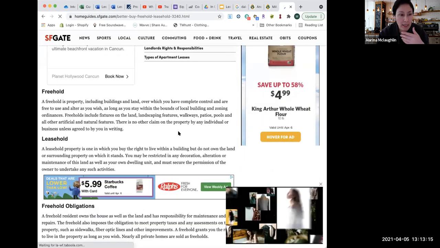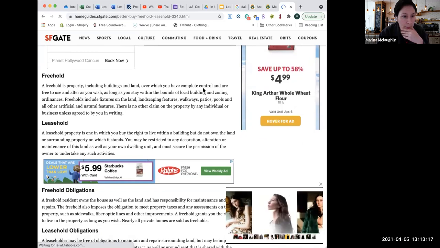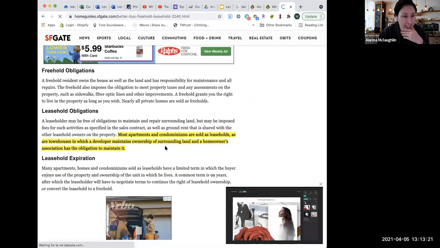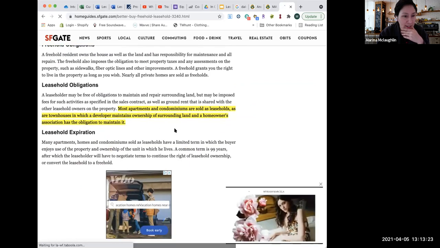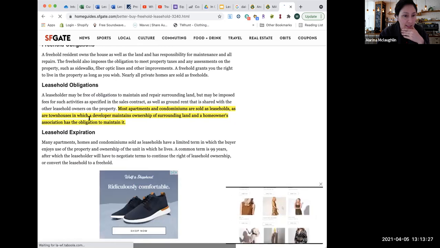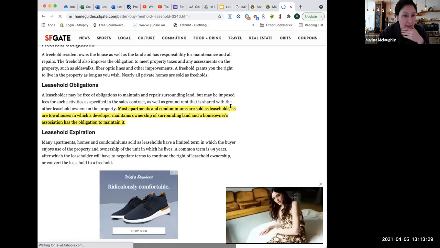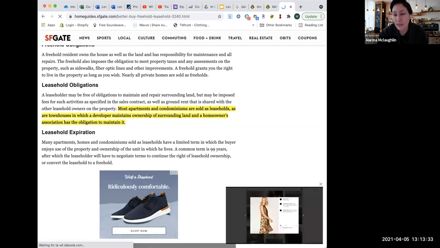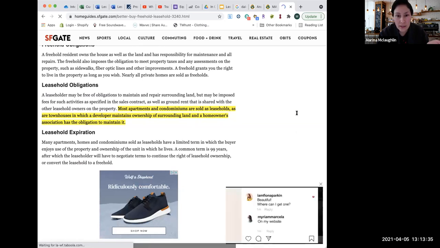But it looks like the answer they put here is that the townhouse is considered, most of them, see, it doesn't say all of them, most of them are considered as leaseholds. Okay.